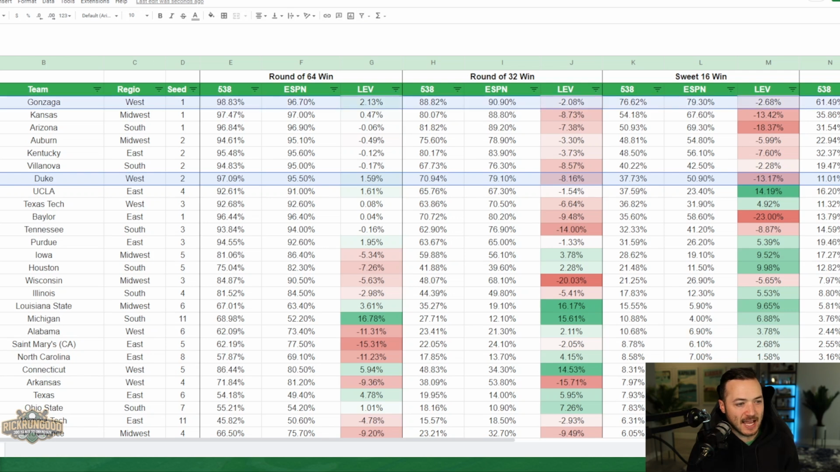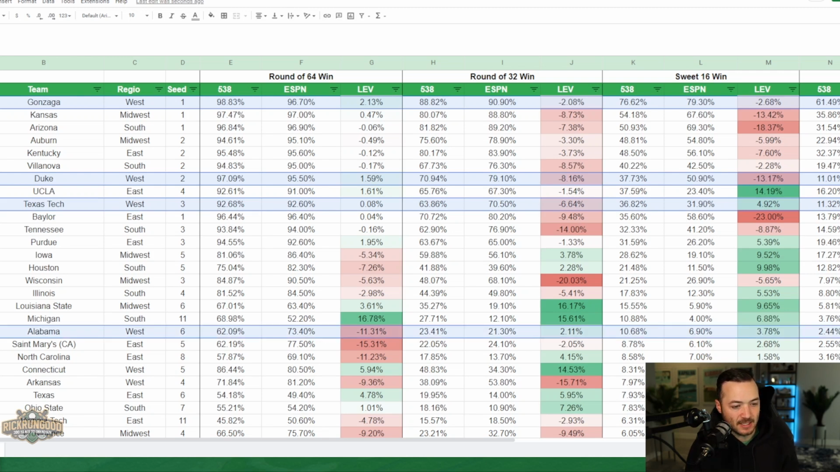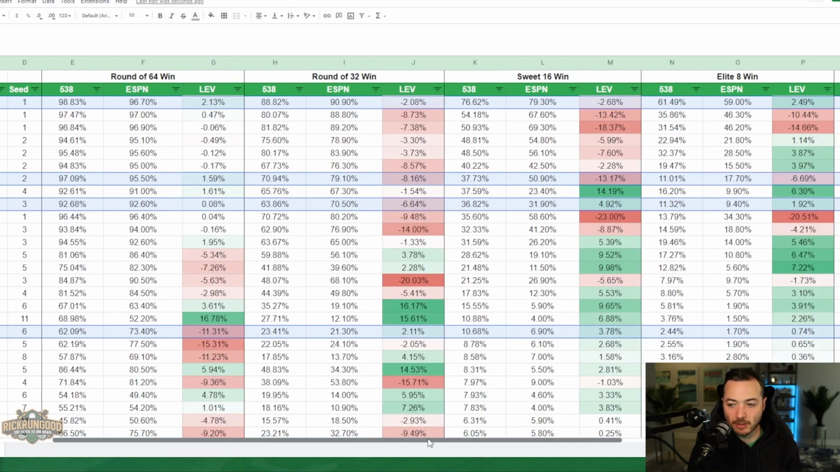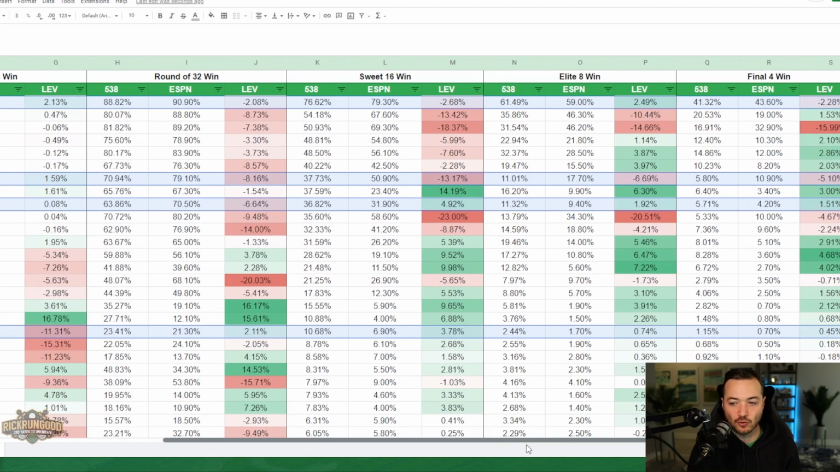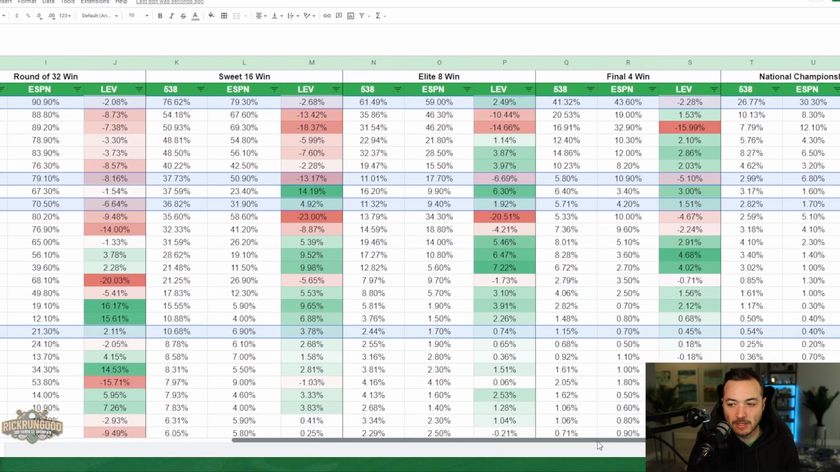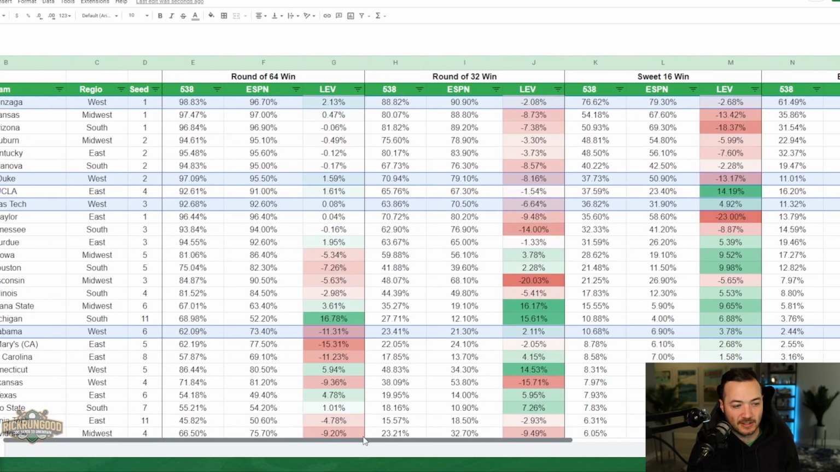We know we have Gonzaga going through. I have this now sorted by the 538 probabilities, and I'm highlighting the other West teams. You can't pick Duke basically anywhere outside of winning in the first round, just because they're such a public popular team. They are negative leverage across the board. They've got way too many people winning them to win the national title and advancing through this whole thing. Texas Tech, a Sweet 16 win is actually positive leverage. Most people have them losing in the round before.